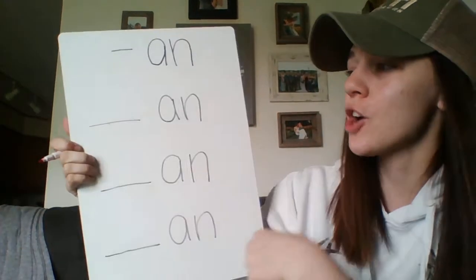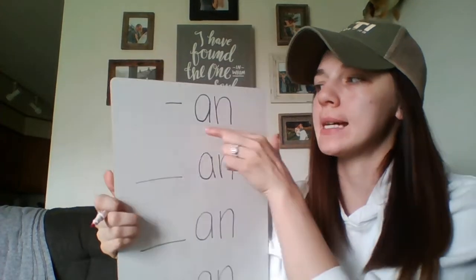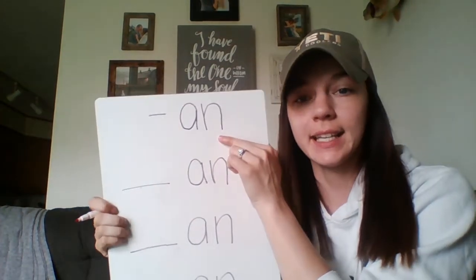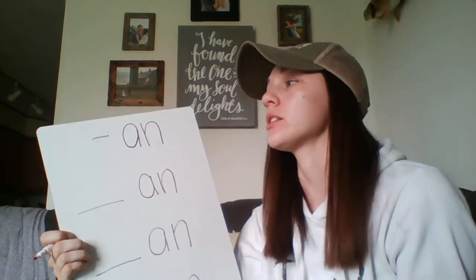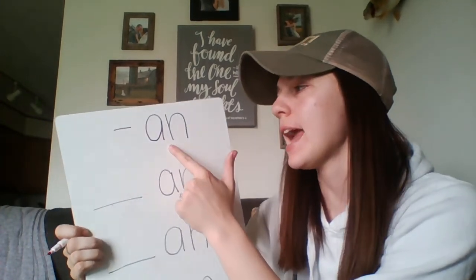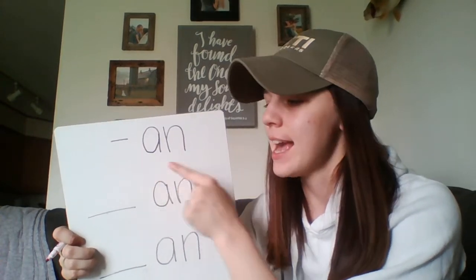All right, so we're going to talk about the word family, an. So an is a word family ending that we can use for CVC words or consonant vowel consonant words. So let's say it together, an, an. It has that short vowel A sound and then the N sound, an.